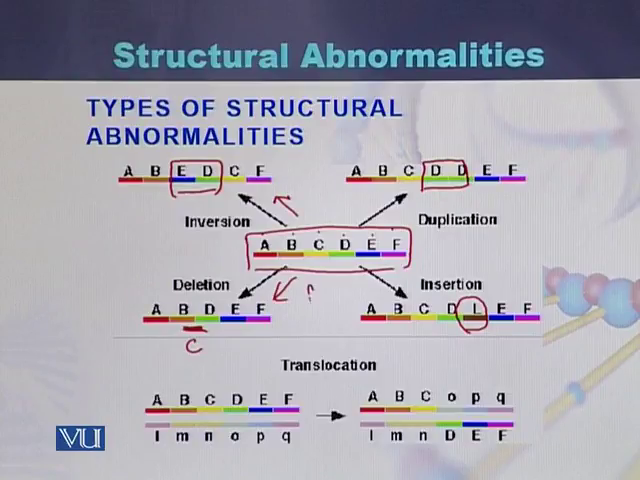While in case of translocation, we can see the fragments, they can be written as A, B, C, D, E and F in one chromosome, while in case of second chromosome, they are L, M, N, O, P and Q. When there is translocation, then the fragments, they change with each other.